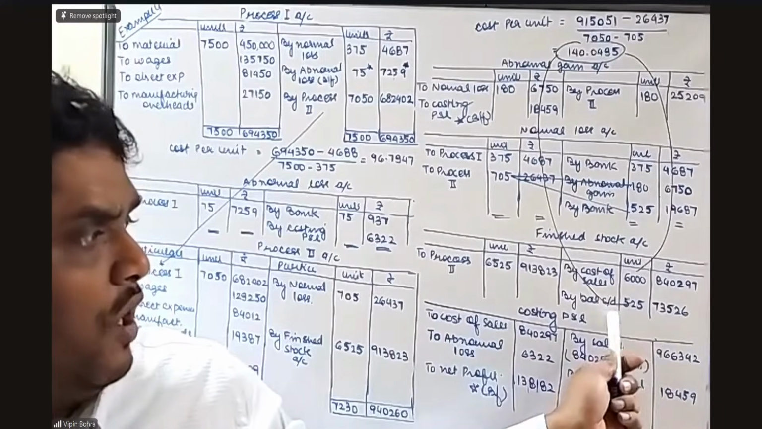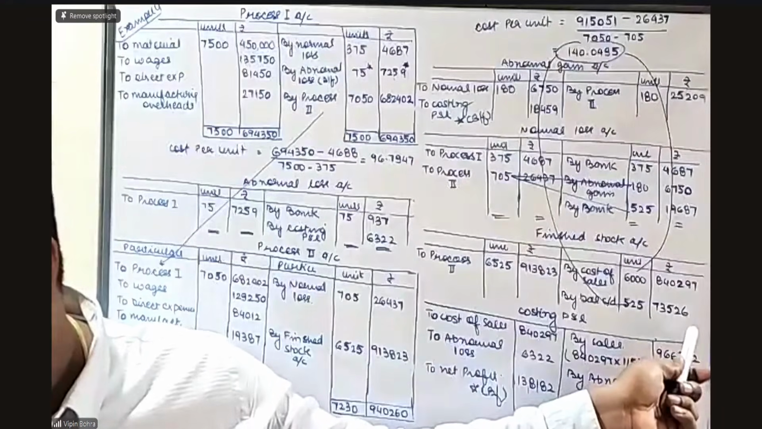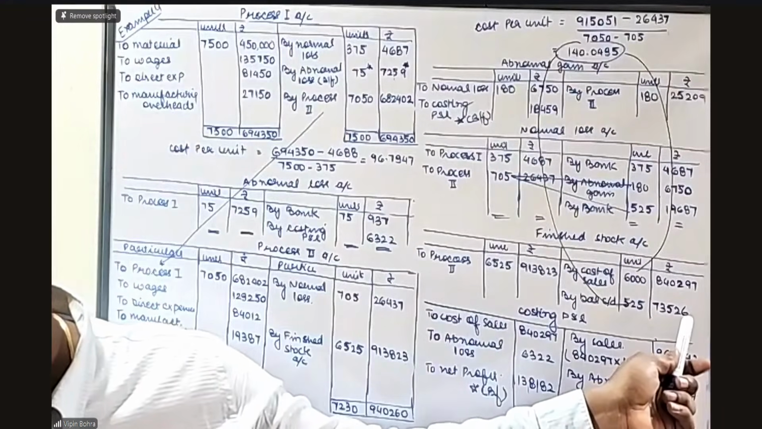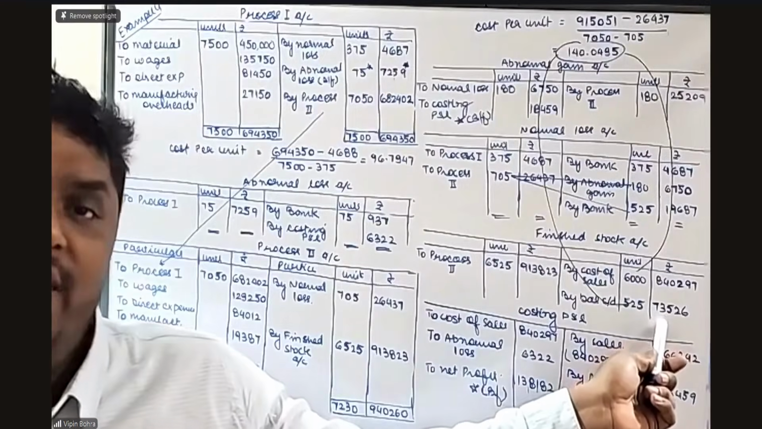This is the closing stock by balance CD, 73526 is my closing stock, Mustafa. This is my stock that will appear in the balance sheet.